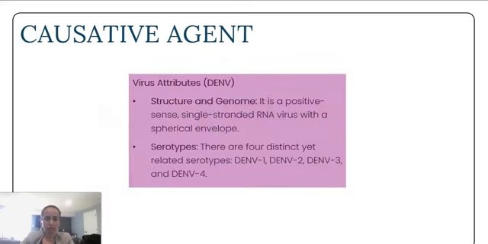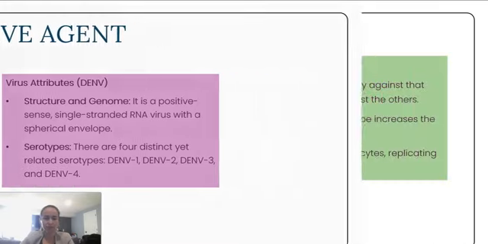Virus attributes. Structure and genome. It is a positive sense single-strand RNA virus with a spherical envelope. Serotypes. There are 4 distinct genetically related serotypes: DENV1, DENV2, DENV3, and DENV4.